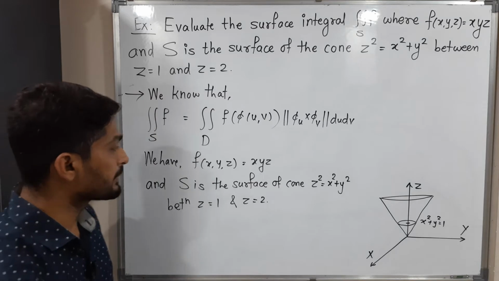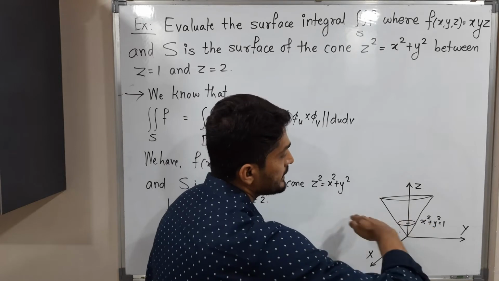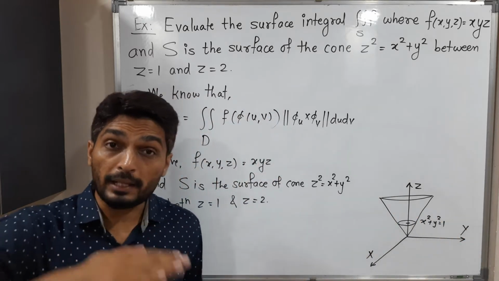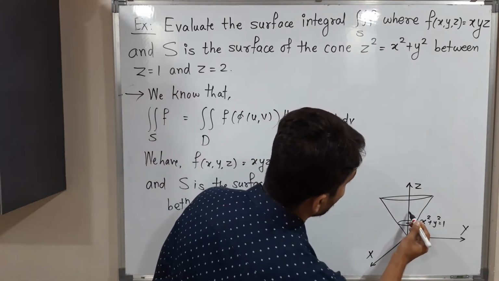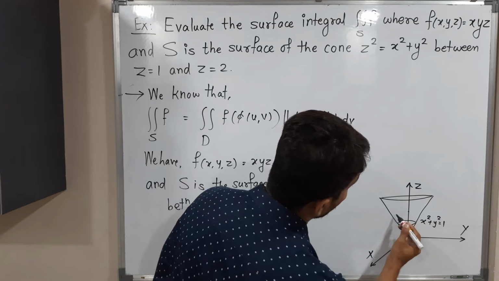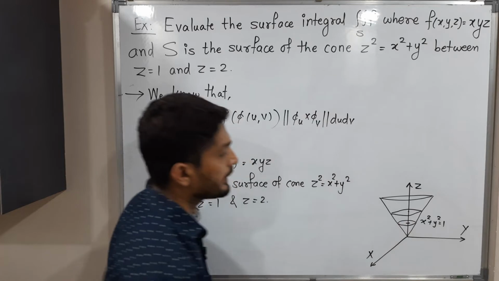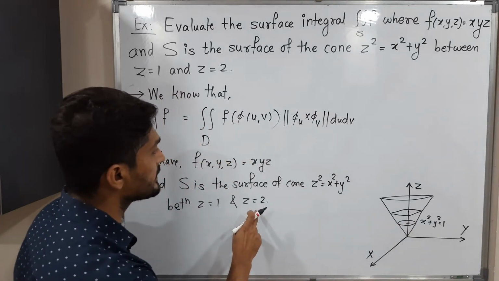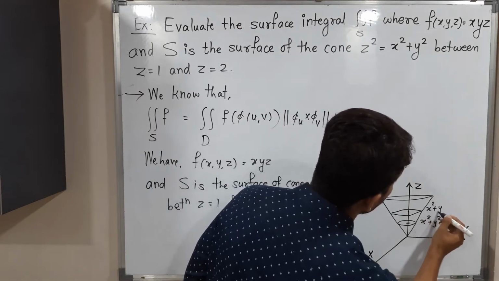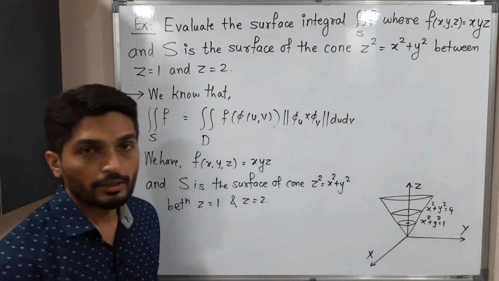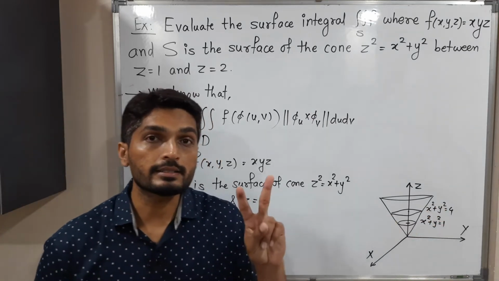As well as we have a second plane, z is equal to 2. If you draw a plane here, z is equal to 2, which is parallel to the xy plane, then that plane also will cut this cone into a circle. Since z is equal to 1 is here, obviously z is equal to 2 will be somewhere here. That equation also we can easily find by putting z is equal to 2 here: x square plus y square is equal to 4. So this is the equation of a circle with center at the origin in the xy plane and the radius is 2.